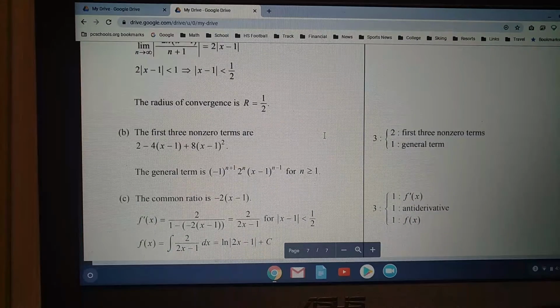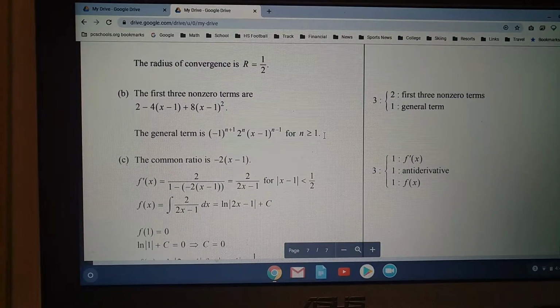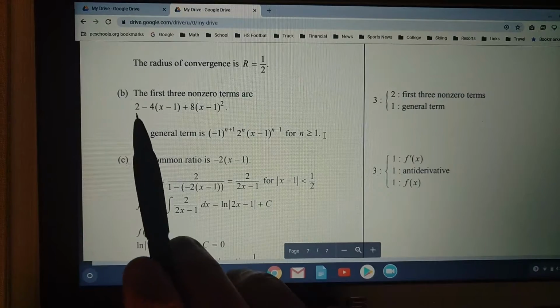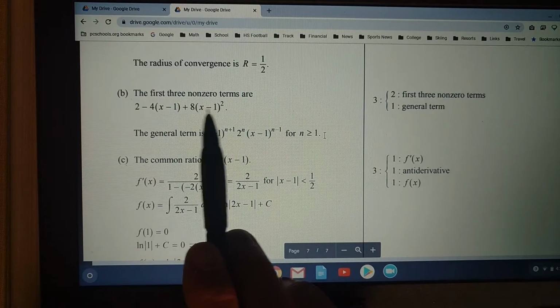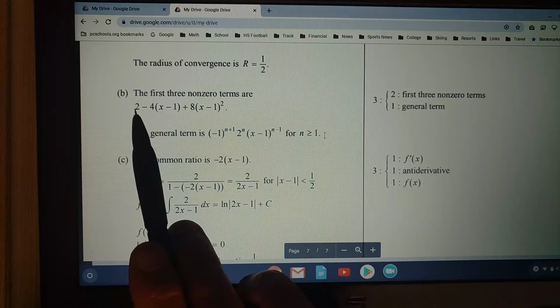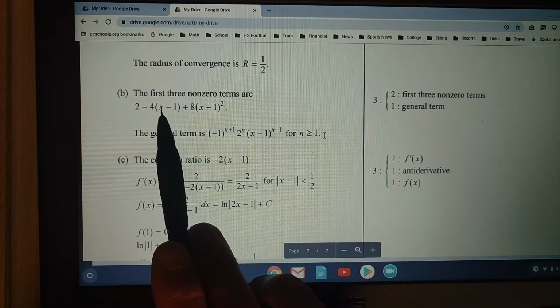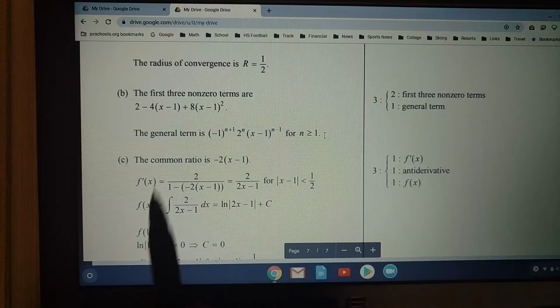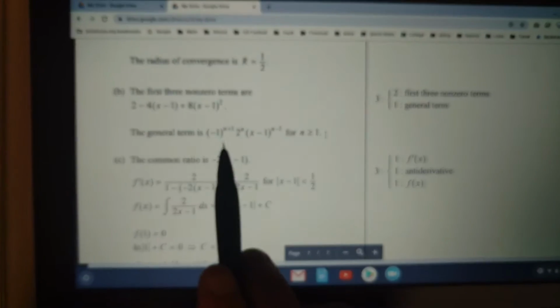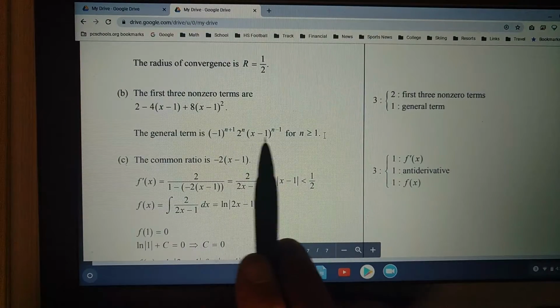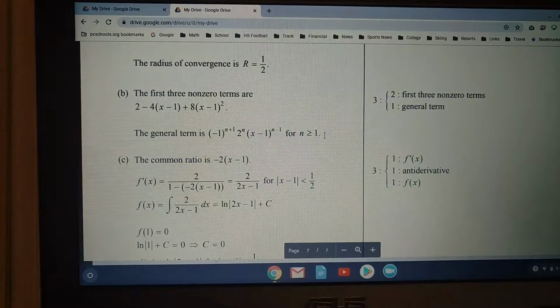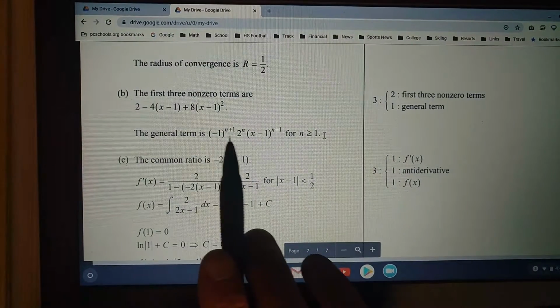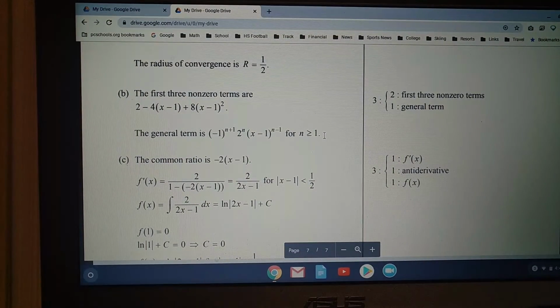Part B is worth 3 points. So you get 2 points for the first 3 non-zero terms. My best guess here is they will give you 1 point if you get the first 2 terms, and then a second point if you get all 3 terms. And then you get 1 point for an expression of the general term. It can be written with a series notation, that is fine, or you can just simply write the general expression.